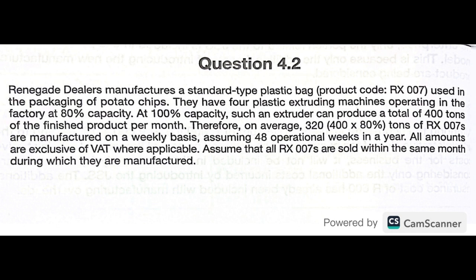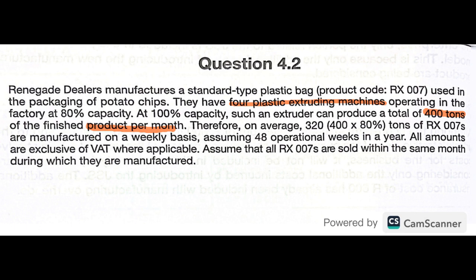So it says to you, Renegade Dealers manufactures a standard type of plastic bag used in the packaging of potato chips. They have 4 plastic extruding machines. Please highlight that they have 4 machines that are operating in the factory at 80% capacity. At 100% capacity, such an extruder can produce a total of 400 tons of the finished product per month. So it's basically saying to you that currently the company is only producing or operating at 80% capacity. They said that to you here.